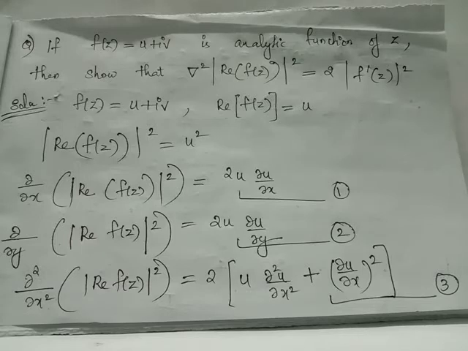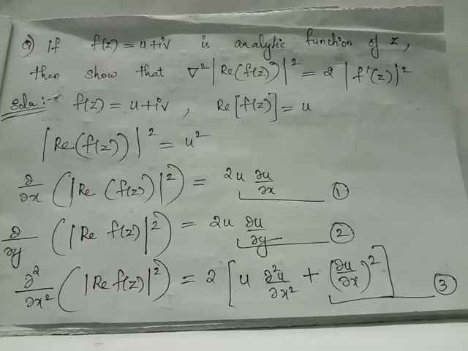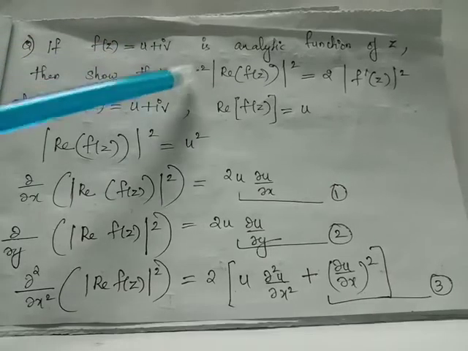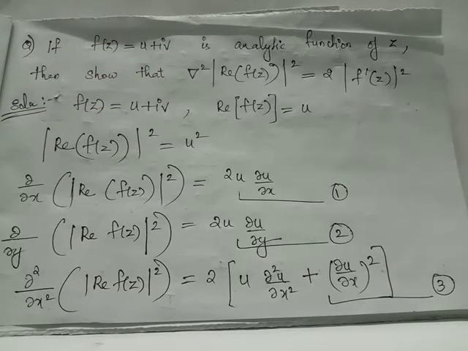We have real part of f of z is u. Modulus of real part of f of z is again u. Modulus of real part of f of z the whole square becomes u square. We have to evaluate del square applied over modulus of real part of f of z the whole square, which is nothing but dou square by dou x square plus dou square by dou y square applied on the input modulus of real part of f of z the whole square.